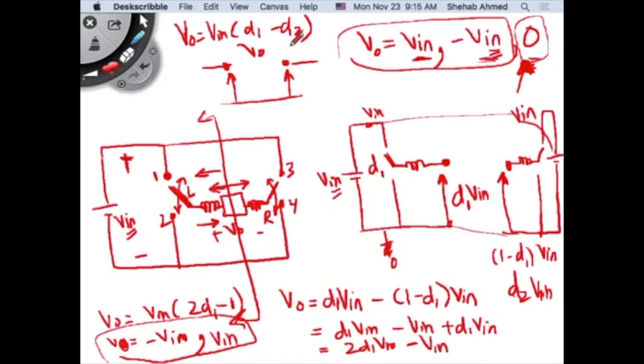And in this case, if D2 is 1 minus D1, then I can only operate between minus V input and V input, right? If I want to get zeros, I can make these two duty ratios the same. If I make this 0.5 and this 0.5, then I can get a 0 as well. If D2 is 1 minus D1, I will operate between these 2 points. If I want to get the zeros to function, then I can operate in this fashion.